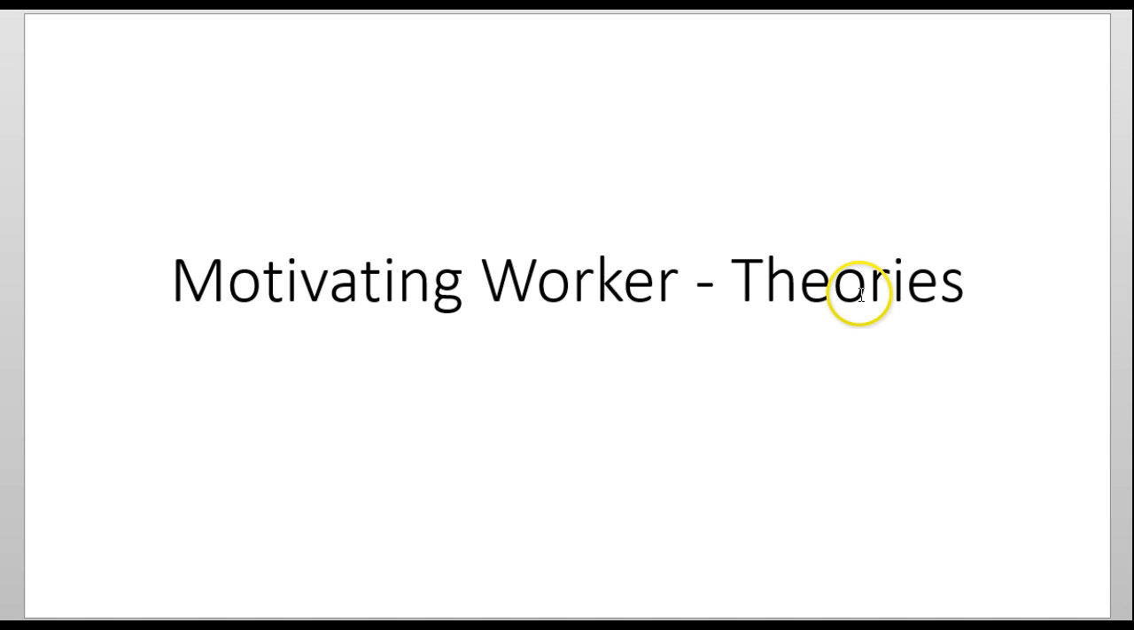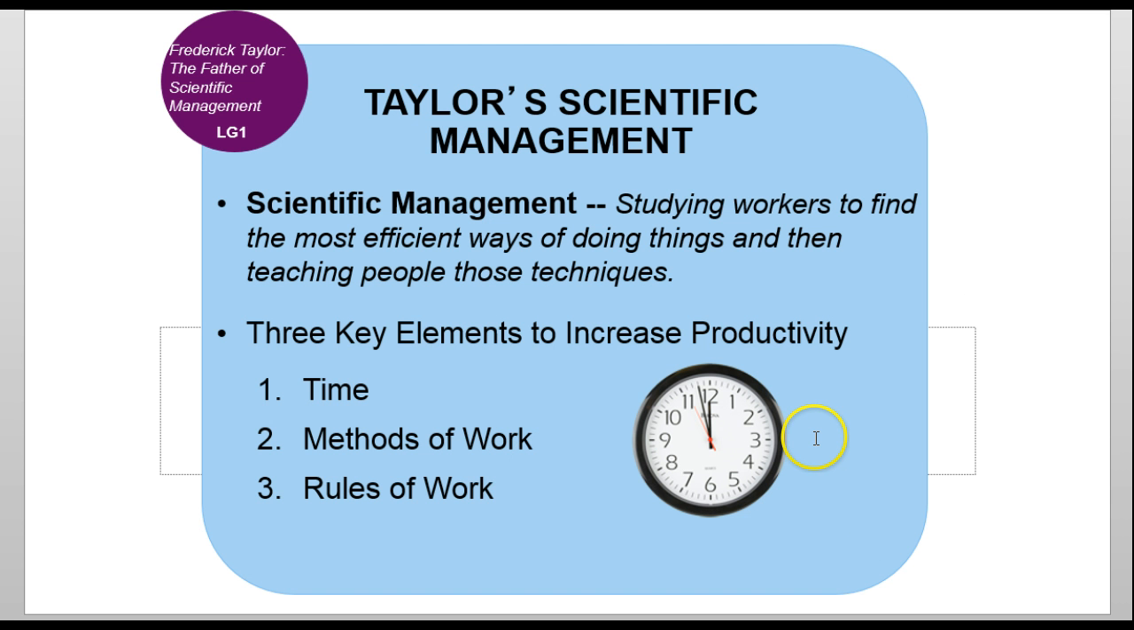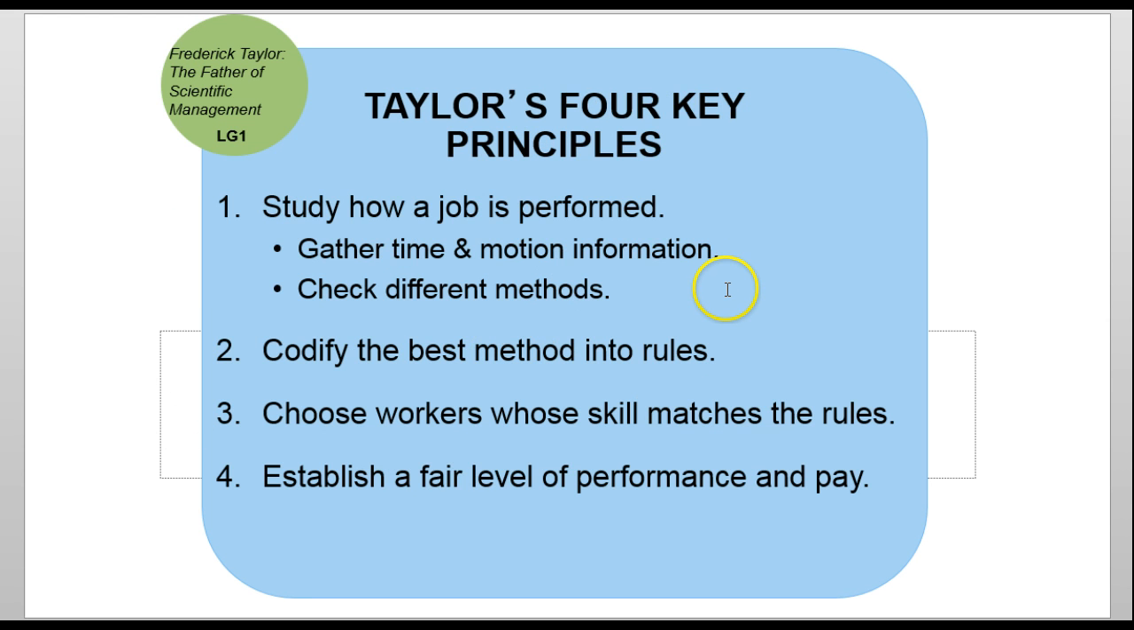We'll start off with Taylor's scientific management, and that would be Frederick Taylor, who was called the father of scientific management. Basically, what Taylor did was look at mass production and try to improve the productivity, because you have to remember when assembly line production came out, nobody had ever done it before. So he came up with 3 elements: time, how long it took you to do it; how you were doing it; and whether there were rules and methods that could be combined to decrease the time. And he came up with some really interesting things.